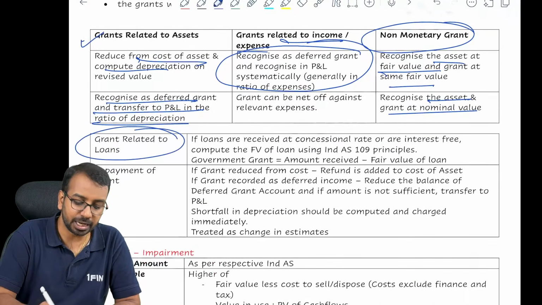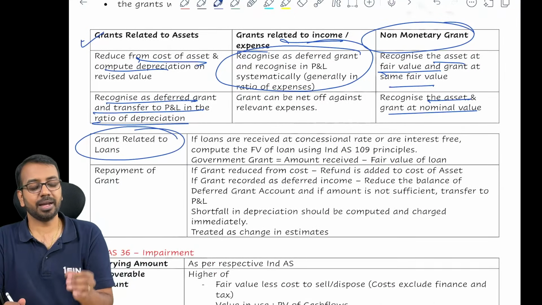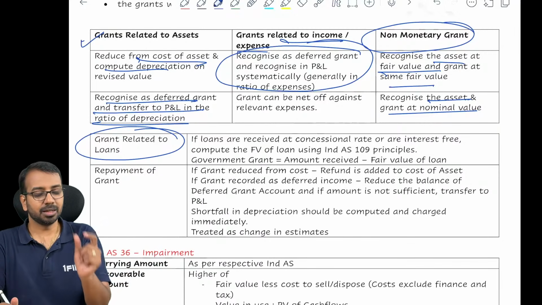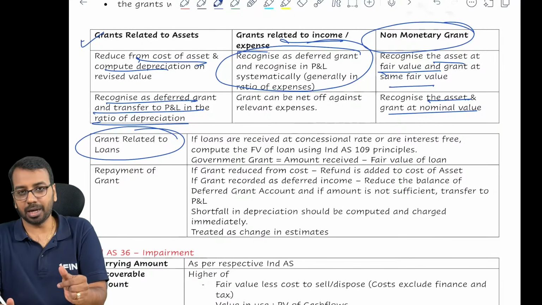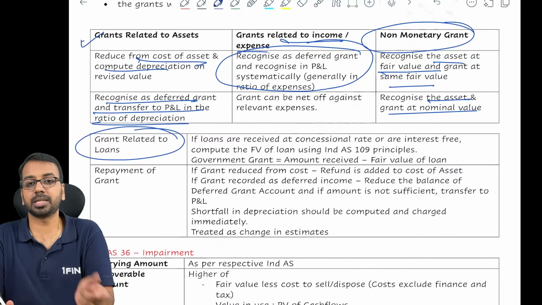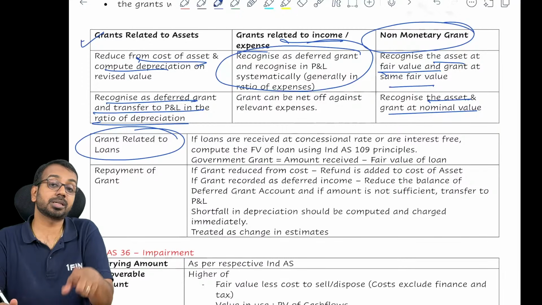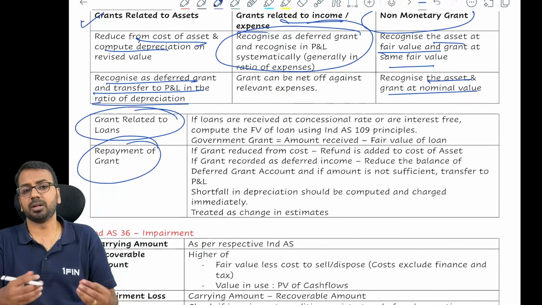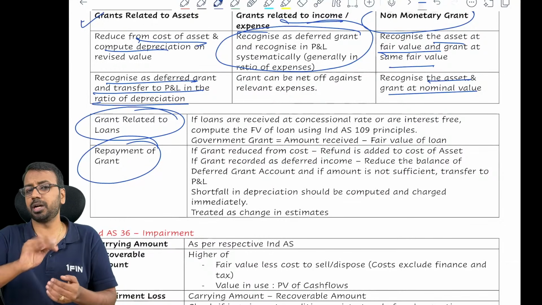Then if it is related to a loan, it is a case where the government says, okay, market rate is 10%, I am giving you at 8%. Then for that component of discount that you get, we will determine the fair value of the loan considering 10%, and the extra amount is considered to be government grant. Repayment of government grant, again very simple, just reverse the original treatment.